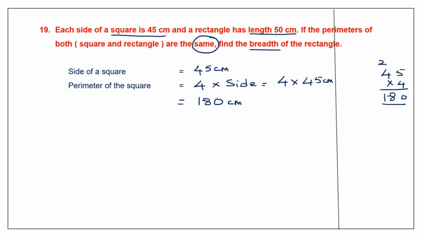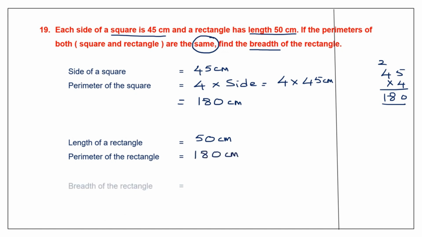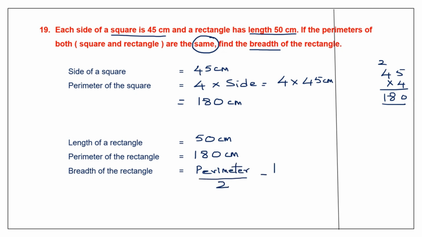So now let's find the breadth of the rectangle by using this measurement, the perimeter. The length of the rectangle is given to us in the question as 50 centimeters. The perimeter of the rectangle is the same as the perimeter of the square, so that's 180 centimeters. Now we are going to find the breadth of the rectangle, and the formula is perimeter divided by 2 minus length. So let's do that. Perimeter is 180 centimeters divided by 2 minus length, which is 50 centimeters.